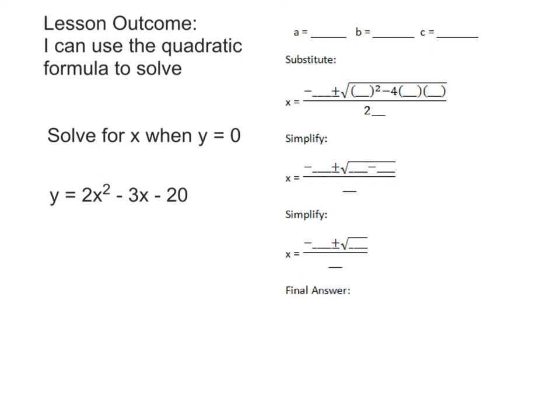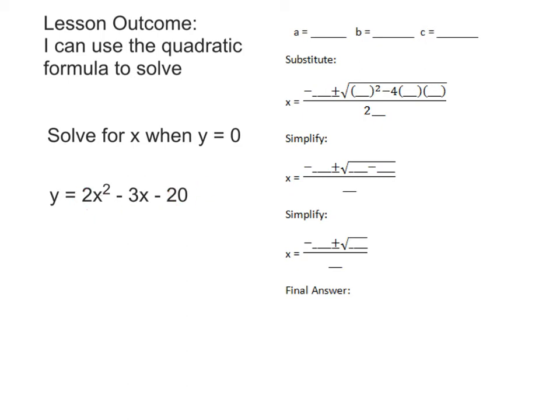The lesson outcome for this video is I can use the quadratic formula to solve. Alright, so we have seen quadratic equations in previous units. We have, in this case, y equals 2x squared minus 3x minus 20. And in the past, what we've done a lot of is factoring. And remember, if this was a 1 right here, we would factor by putting two sets of parentheses down and finding out the factors of negative 20 that add up to negative 3 and so on.